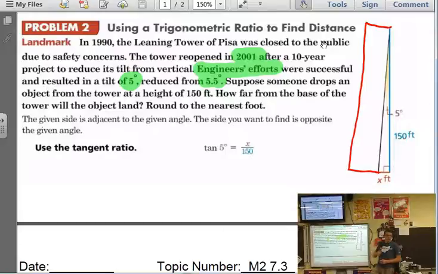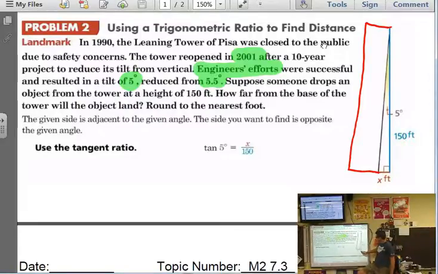In 1990, they had actually closed it. They would not let anyone in it because they were afraid it was going to fall the rest of the way down. So just like you said, I don't know exactly how they did it, but they did compensate the tower back and put stuff under it to keep it from being able to tilt any further. And then they were able to reopen it after they fixed that degree. But they figured out 5 degrees is within the safe zone.